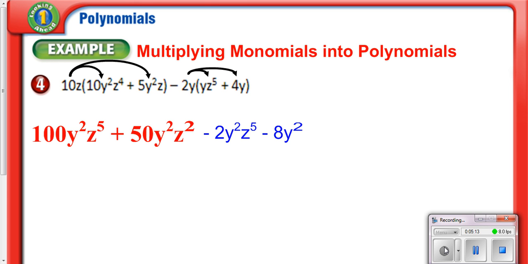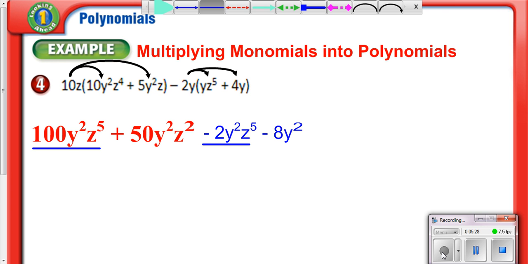Next, I need to look at my terms and decide, do I have any like terms? And yes, I would have some like terms here. Here's a y squared z to the fifth. Here's a y squared z to the fifth. So those would be considered like terms. Combine those like terms. When I combine those, I have a positive 100 and a negative 2. That would give me 98y squared z to the fifth.